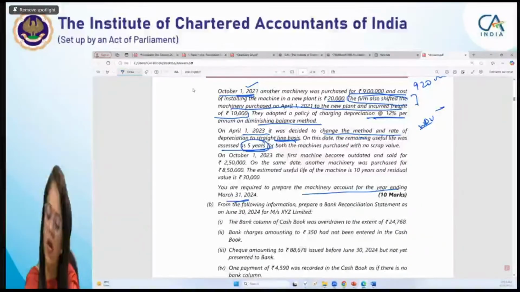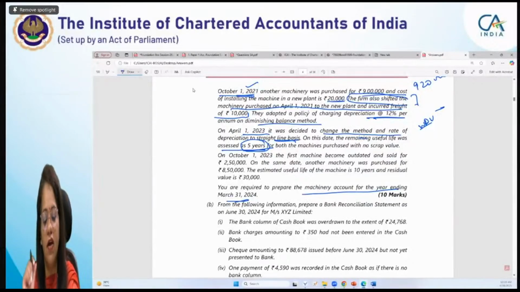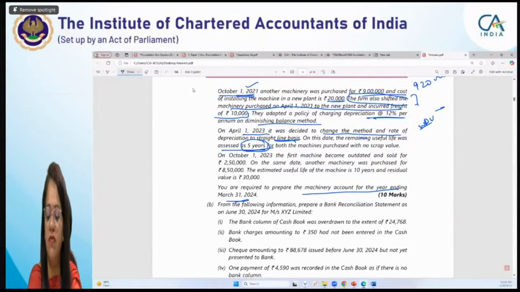तो जो भी value आएगी उसको हमें divided by 5 करके हमारे को value निकाल लेनी है for both the machines with no scrap value. उन्होंने पहले ही बोल दिया कि कोई scrap value नहीं है. So we can easily calculate the depreciation.